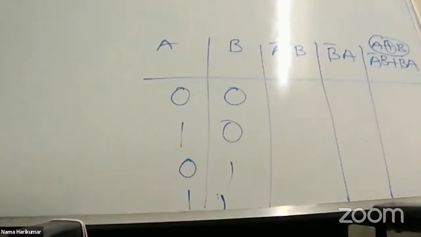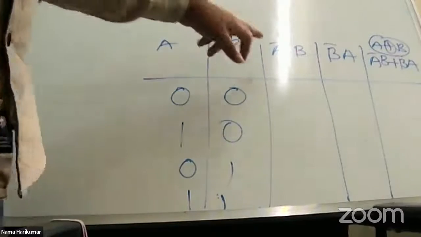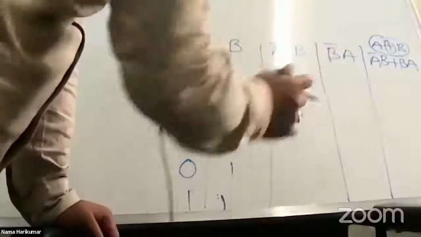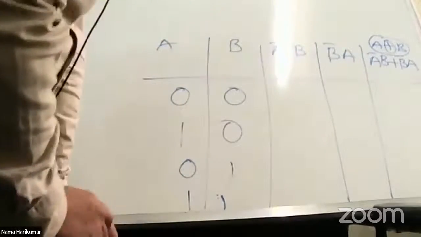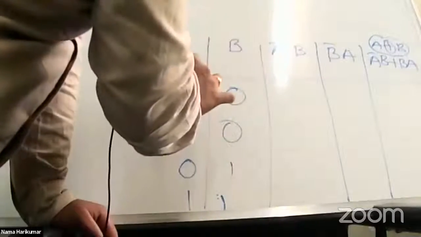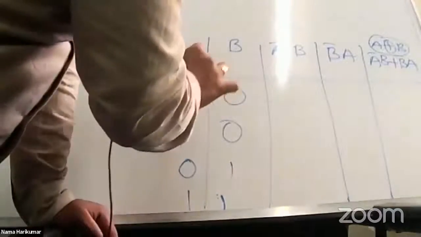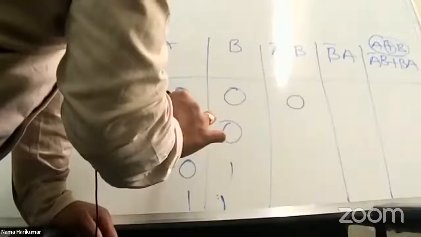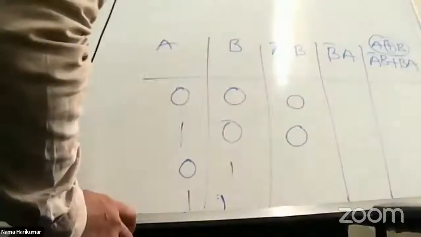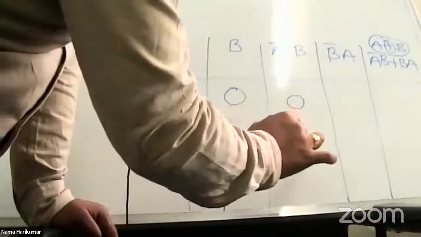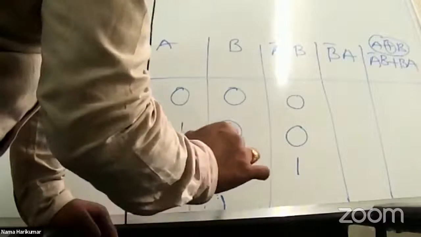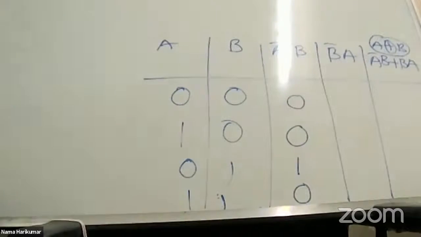Next is A complement B. We can write the complement of A values. A complement of 0 is 1, and 1 into 0 is 0. Next, A complement of 0 is 1, and 1 into 1 is 1. Next, the complement of 1 is 0, and 0 into 0 is also 0. Next, the complement of 1 is 0, and 0 into 1 is also 0. Now it is clear.